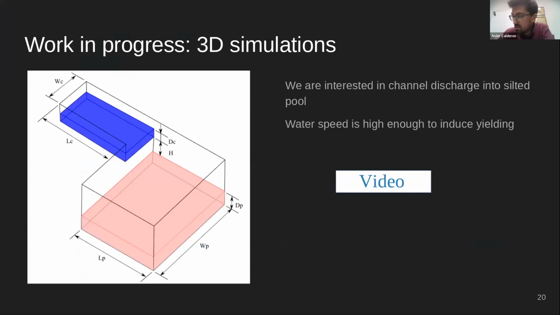And finally, we are working on some 3D simulations. We are especially interested in a channel discharge into a silted pool. We don't have a reference yet for a 3D case, but this is somehow similar to the tests that we were doing, and we are now playing with the height of the water column to reach a relatively high speed that induces yielding on the mud.